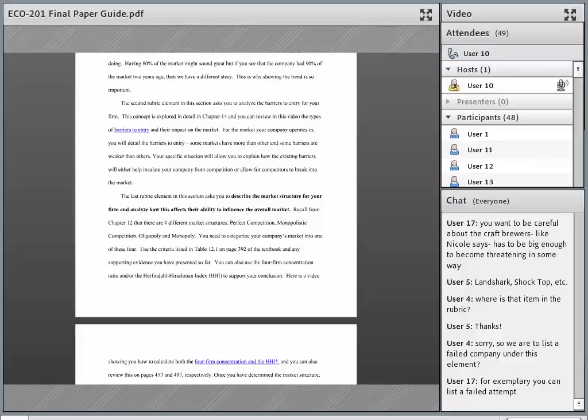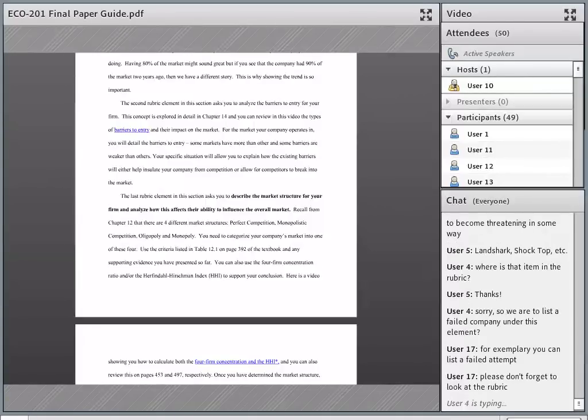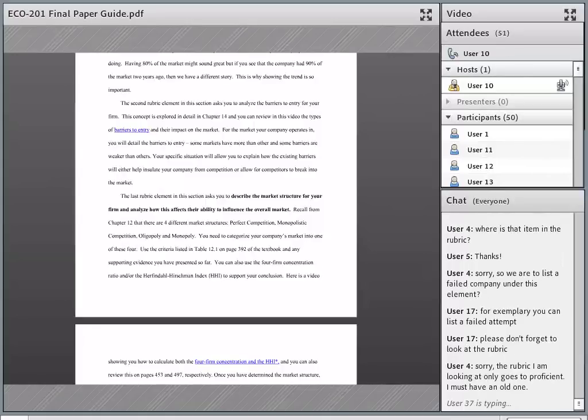Rob B, so Rob's asking about the failed company element, that's in the descriptor for exemplary, to list a successful or failed entrant. If you look in the rubric, if you don't include it in your milestone, you're not going to get marked off. But like I said, if this is something you can include now, we are encouraging you to do as much as you can on your milestone. Yeah, definitely look at the full final project rubric, so you always have the end in mind.